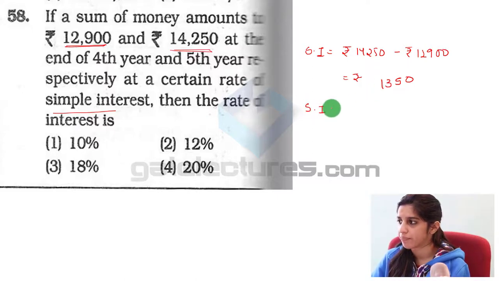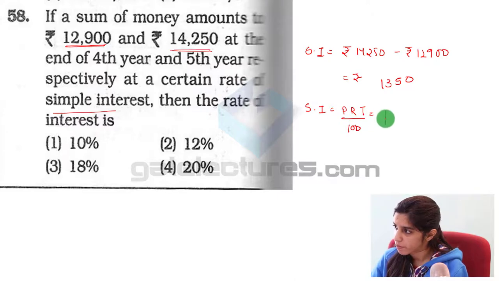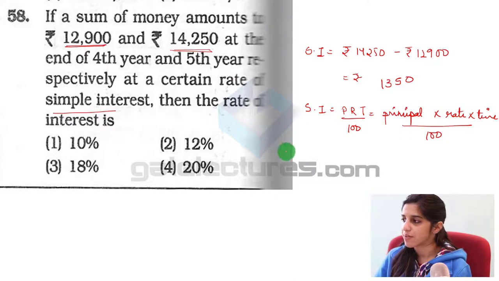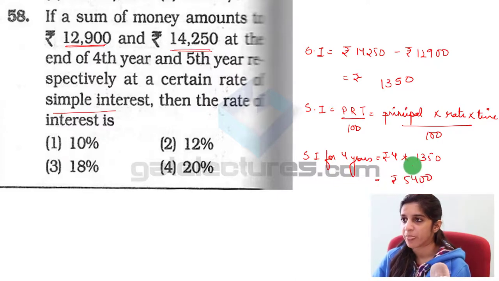Also, you know that the formula for simple interest is PRT by 100, which is principal into rate into time upon 100. Now see, this is the simple interest for 1 year, right? So simple interest for 4 years would have been 4 into 1350 rupees, which is rupees 5400.